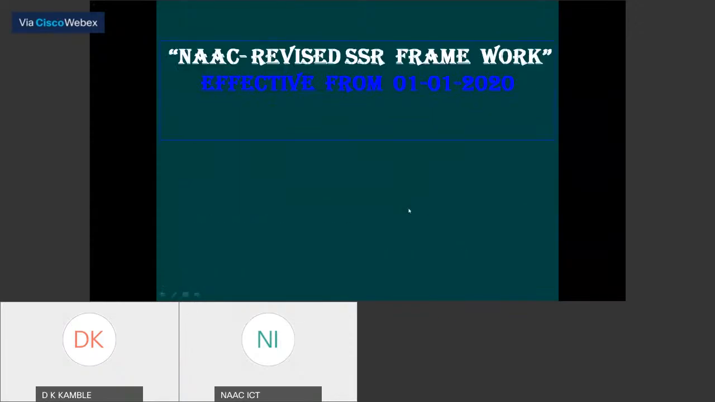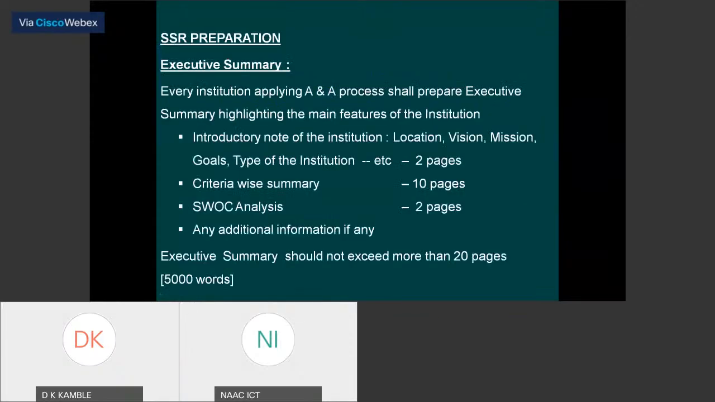In each preparation of SSR. And before starting, one more thing I wanted to share for the second cycle and subsequent cycle institutions. Today's webinar is focused especially on subsequent cycles. Those institutions have already been accredited previously, whether it may be first cycle or second cycle, whatever.